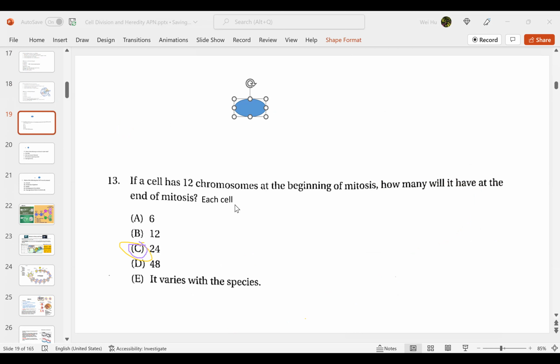Each cell, okay? We talk about each cell. So you start with 12, end with 12, correct? For each cell. Okay, you do need to practice, because when I talk about it, it seems to be easy, but when you practice, it's very easy to make a mistake. Okay, so I have a lot of questions for you to practice.